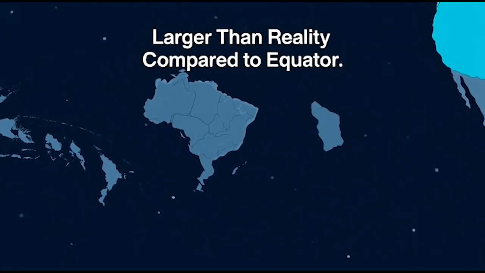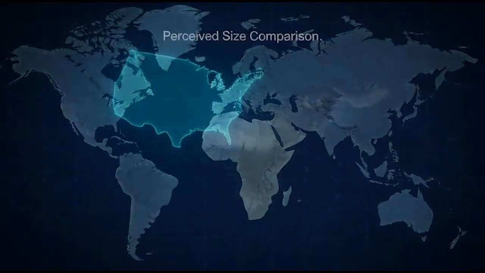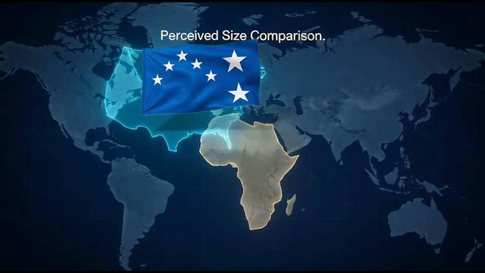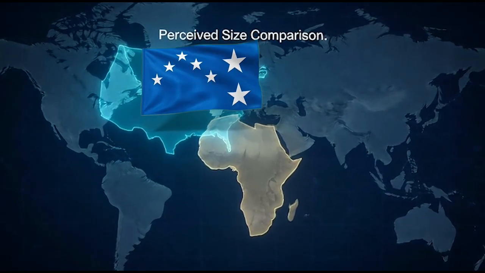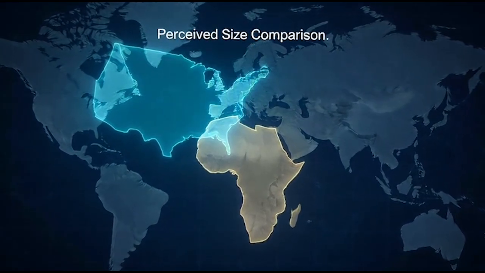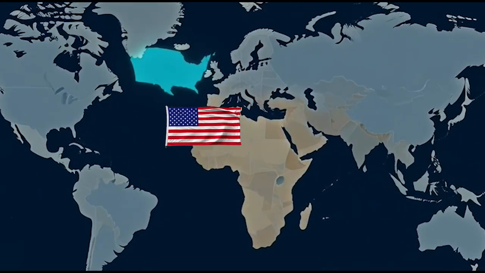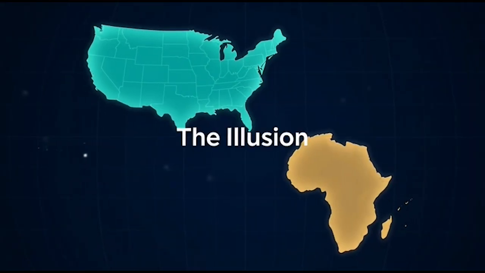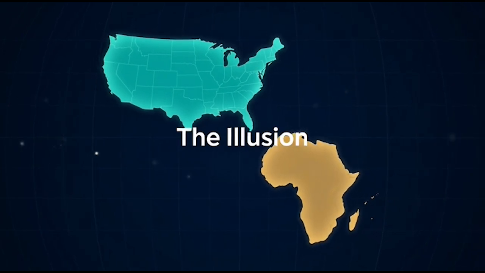Now look at where the United States sits. A large portion of it lies in the mid to high northern latitudes. Alaska sits extremely north. That means the United States gets visually inflated on a Mercator map. It appears significantly larger than its true proportional size compared to equatorial regions.